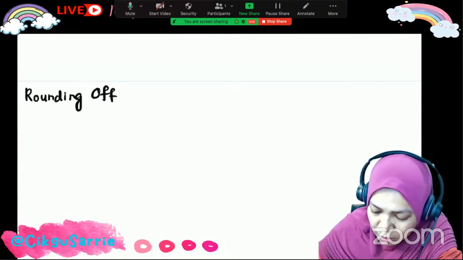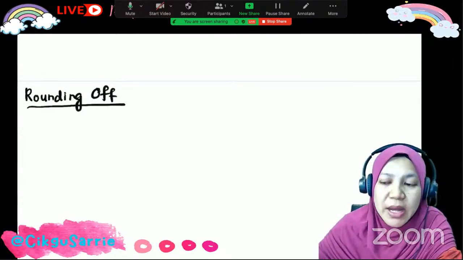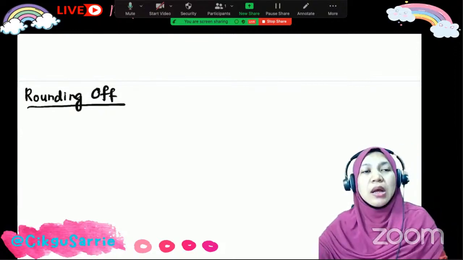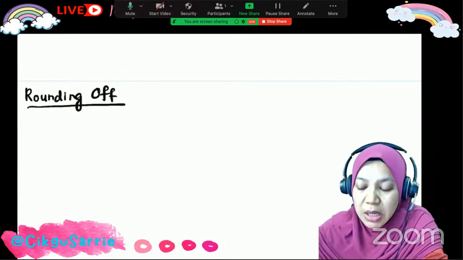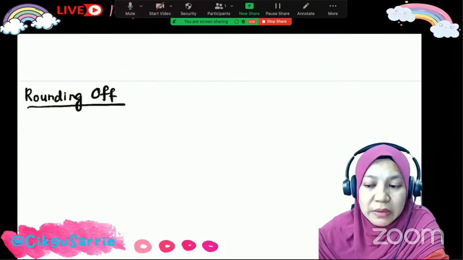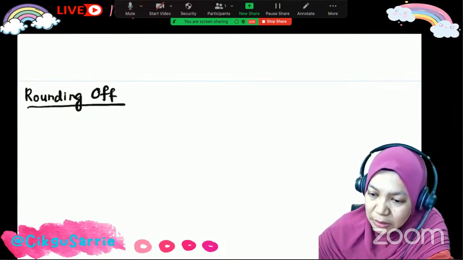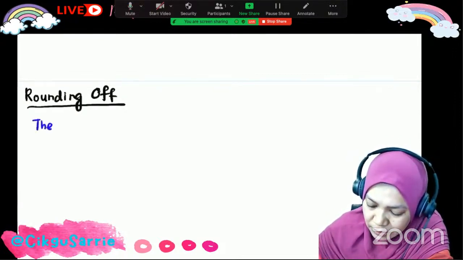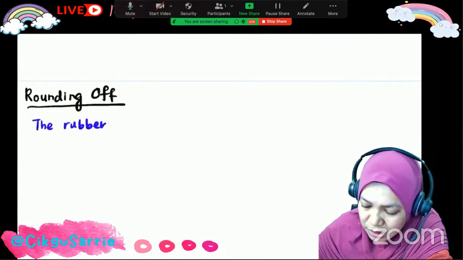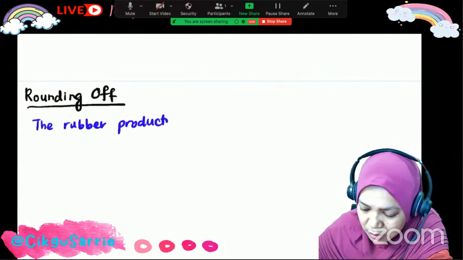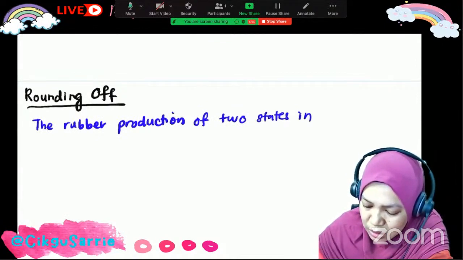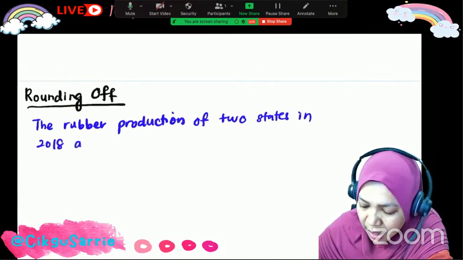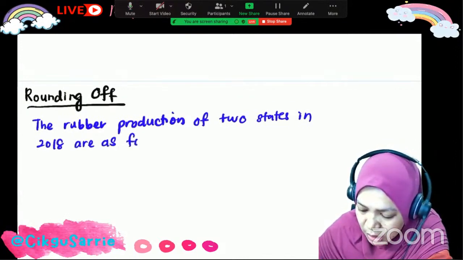Rounding off, pembundaran, membundarkan. Membundarkan apa? We want to round off the numbers. Okay, I give you an example. The rubber production of two states in 2018 is as follows.